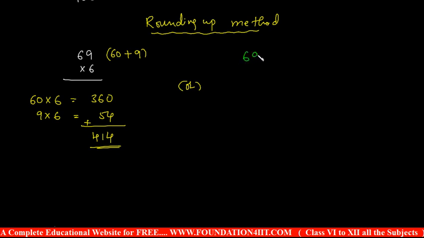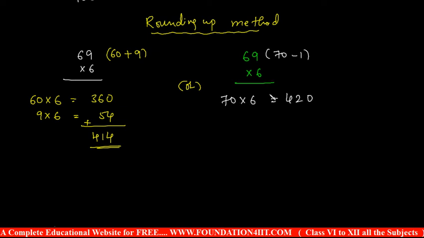Same 69 to multiply with 6. In case you feel the 9 is also very big, we can take this near to the multiple of 10. So we can take 70 minus 1. So instead of the 9 table, the 1 table is easy. Right? Now 70 into 6, 7 sixes are 42. Friend, the 0 you can keep directly.